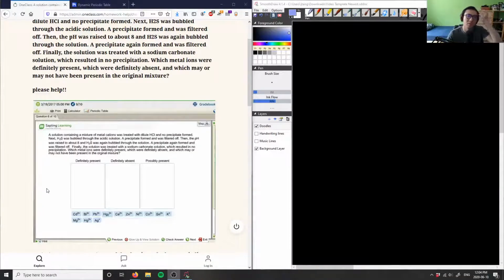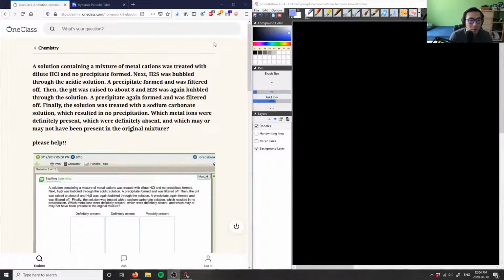All right, so the first question, I believe I've already finished this problem before, and it's kind of a repeat from maybe one of the streams from last time. It's asking: a solution containing a mixture of metal cations was treated with dilute HCl, and no precipitate was formed. Next, H2S was bubbled through the acidic solution, a precipitate was formed and was filtered off. Then the pH was raised to about 8, and H2S was again bubbled through the solution, and a precipitate again formed and was filtered off. Finally, the solution was treated with sodium carbonate solution, which resulted in no precipitation. Which metal ions were definitely present, which were definitely absent, and which may or may not have been present in the original mixture?